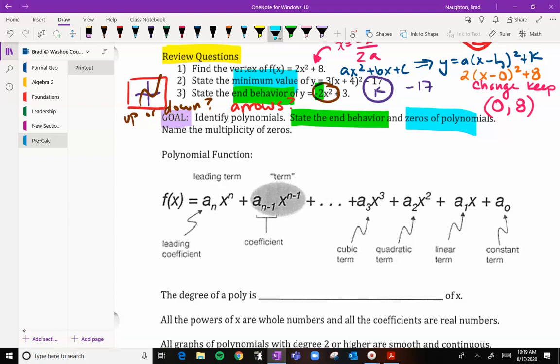So a polynomial. Okay, let's break it down. Poly means many. Nomials means numbers or terms. So the idea is it's many monomials.